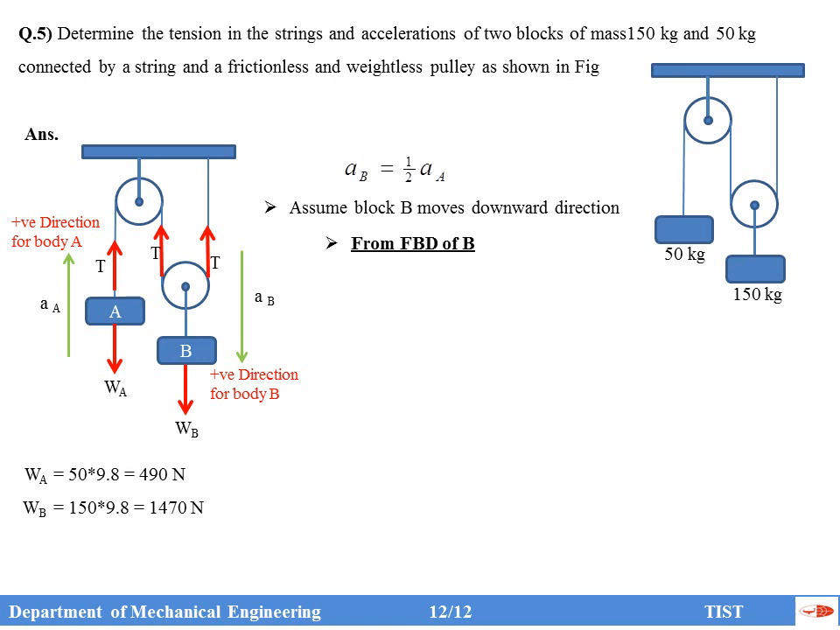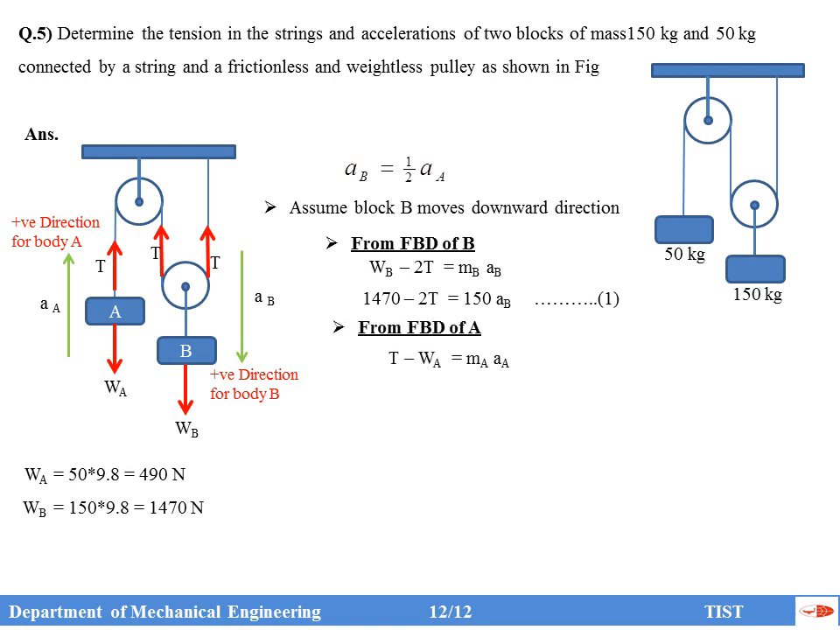Now assume block B moves in the downward direction as I showed in the figure. Now take the free body diagram of B. If you take the free body diagram of B, WB is positive, right? So WB minus 2T equal to MA, which is the mass of block B into the acceleration of block B. WB we know the value, 1470. So 1470 minus 2T equal to mass of B, we know, 150, so 150 into AB.